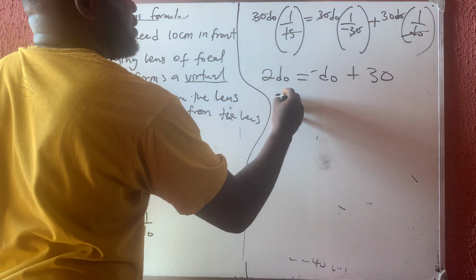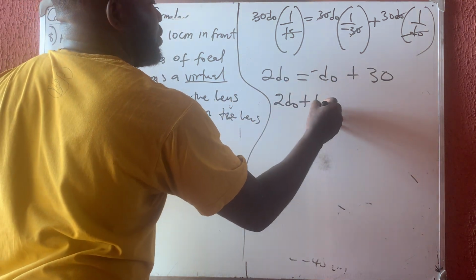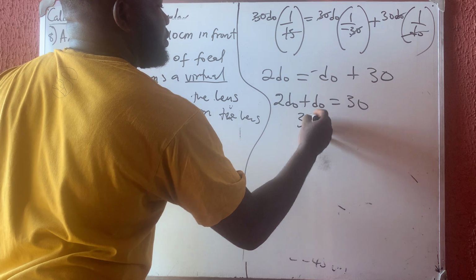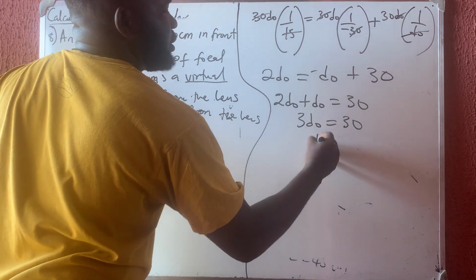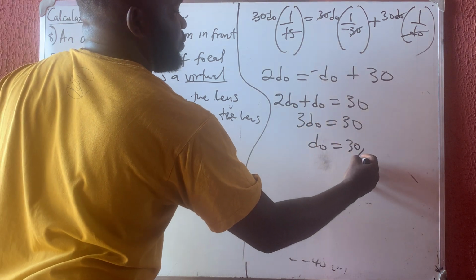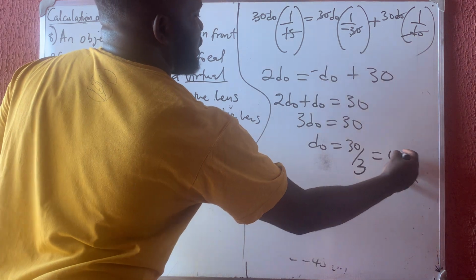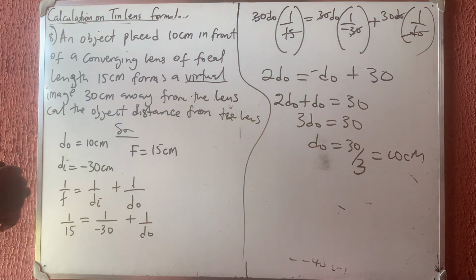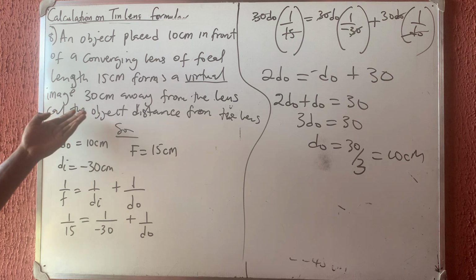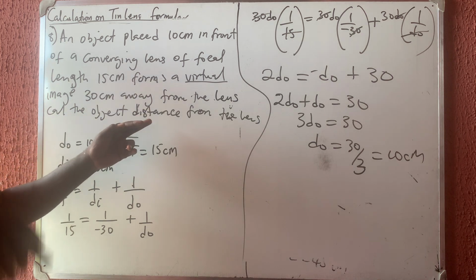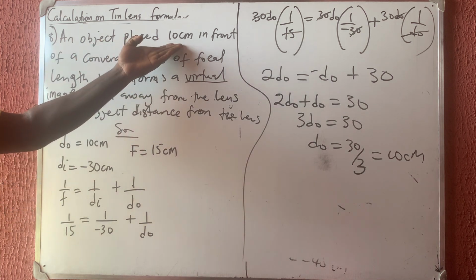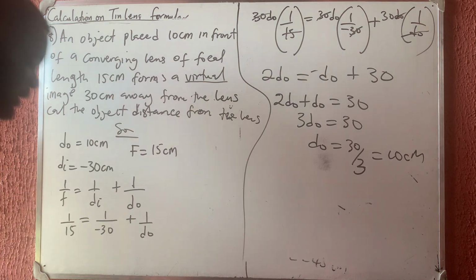So 2 D_O plus D_O is equal to 30. So 3 D_O is equal to 30. Then D_O is equal to 30 over 3, which is 10 cm. They are supposed to say that we should prove that the distance from the object to the lens is 10, because they have already given it to us. So the answer there is 10.